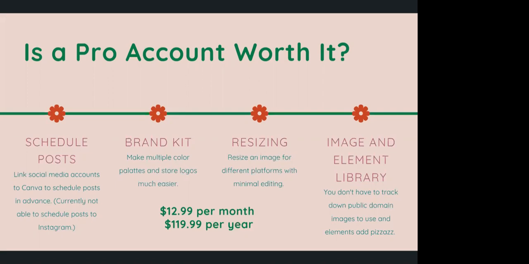Resizing an image for different platforms with really minimal editing can be helpful. So you can make one image and easily make it a Facebook post, an Instagram post, a WordPress blog header, and it can all be the same image, just resized. You do have to do a little bit of restructuring when it resizes it, but it's very minimal and it can make things pretty easy if you're trying to keep them the same across platforms.